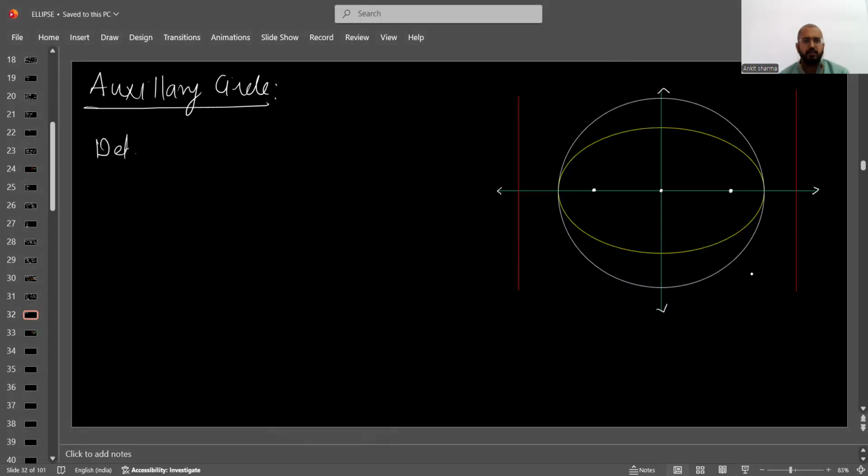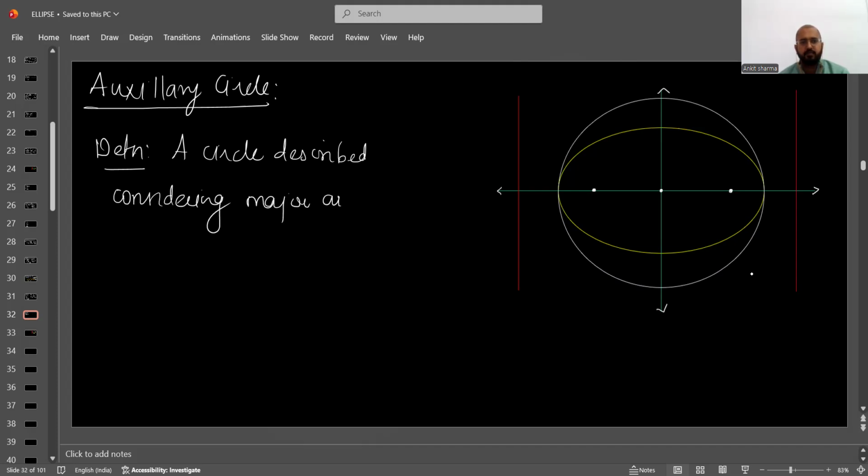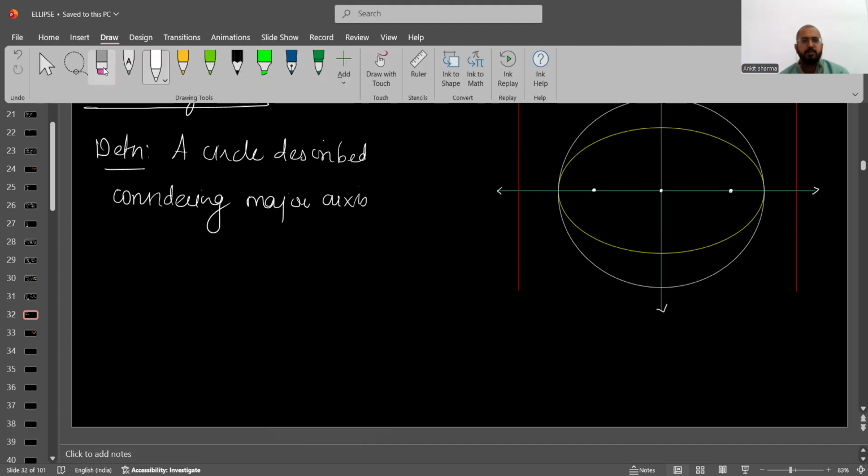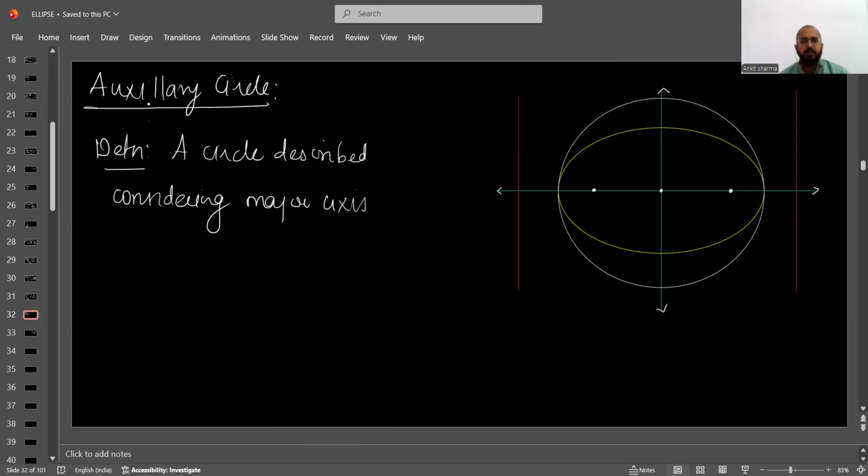By definition, the auxiliary circle is the circle described considering the major axis as diameter, and concentric with the ellipse. That means what?